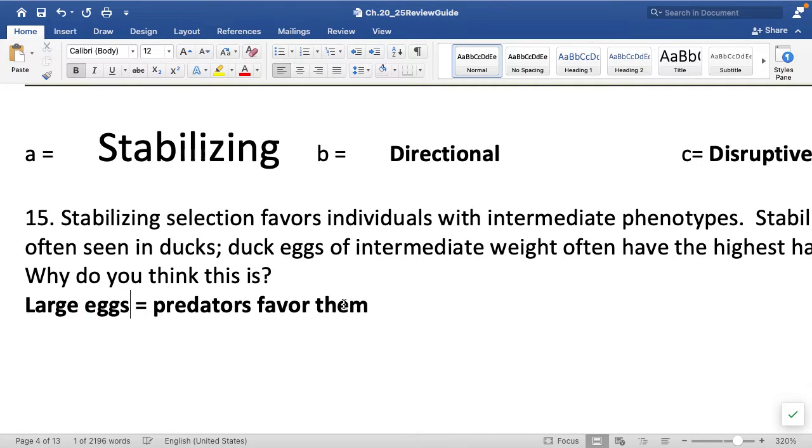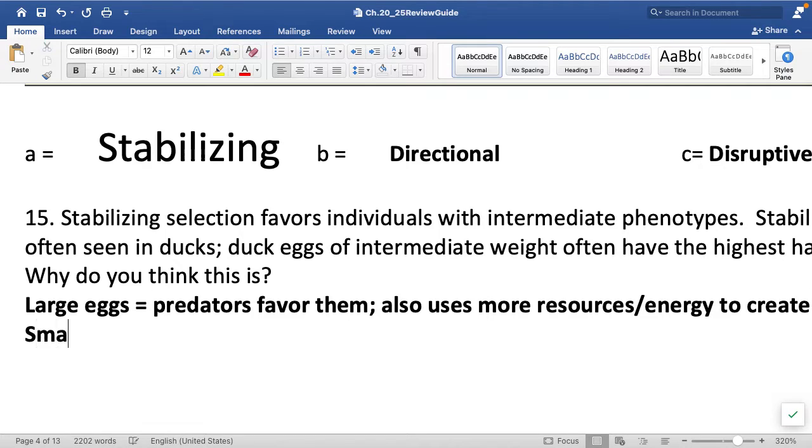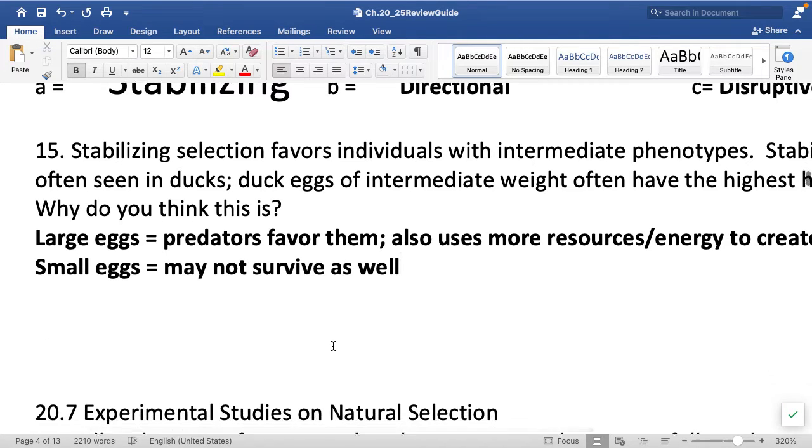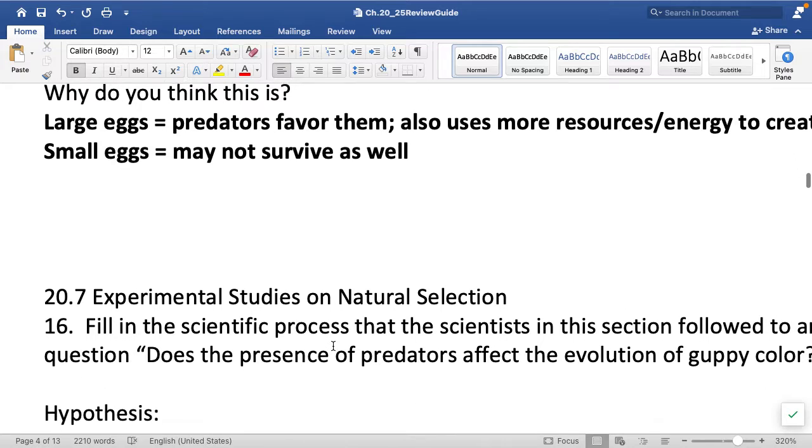Not only that, when you're making a large egg, you are using a lot more energy and resources. So it also uses more resources and energy to produce. Small eggs may not survive as well. So that'd be just like the extremes. So that's why intermediate is favored. If we talked about the oddballs here, I feel like that's a great answer. That's enough to answer that question.